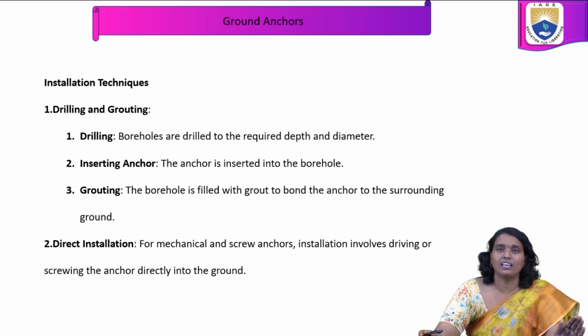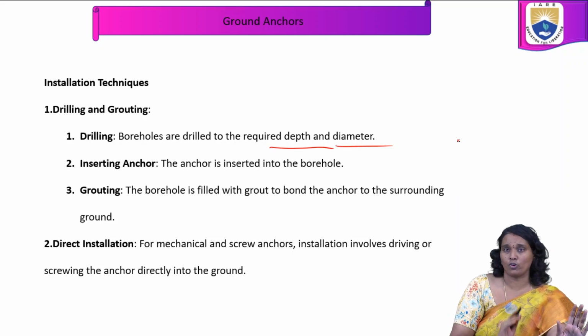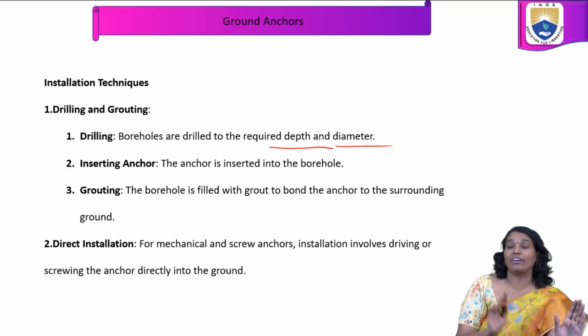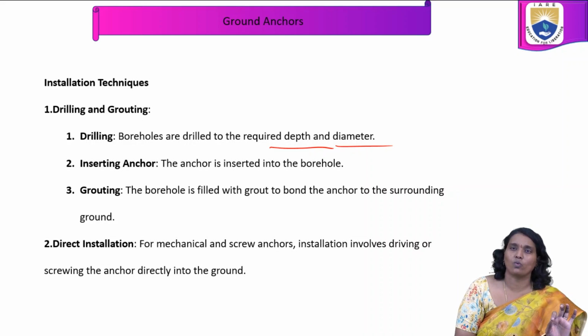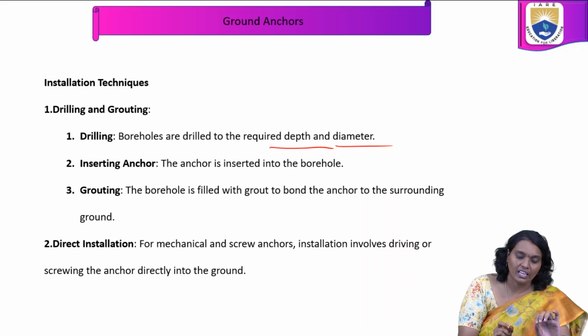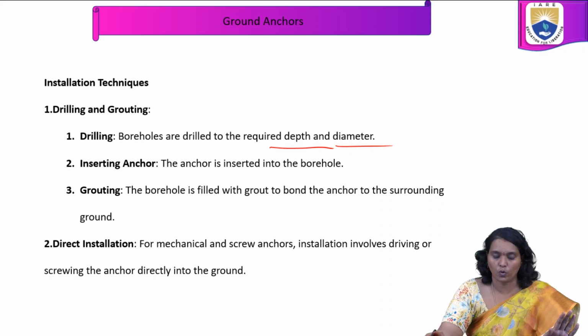Installation techniques: drilling and grouting, and direct installation. In drilling, boreholes are first drilled to the required depth and diameter, depending on the type of anchor and exactly where it is required. Then the anchor is inserted into the borehole. In grouting, the borehole is filled with grout to bond the anchor to the surrounding ground.